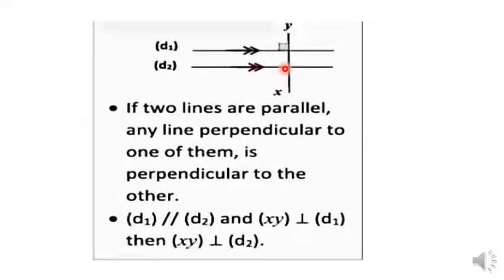This property is similar to the previous one. We have also two parallel lines. Here the third line is perpendicular. So if I have two parallel lines and a third one which is perpendicular to the first, then it must be perpendicular to the second. So this property says that if two lines are parallel, any line perpendicular to one of them is perpendicular to the other. The parallel lines act like twins.